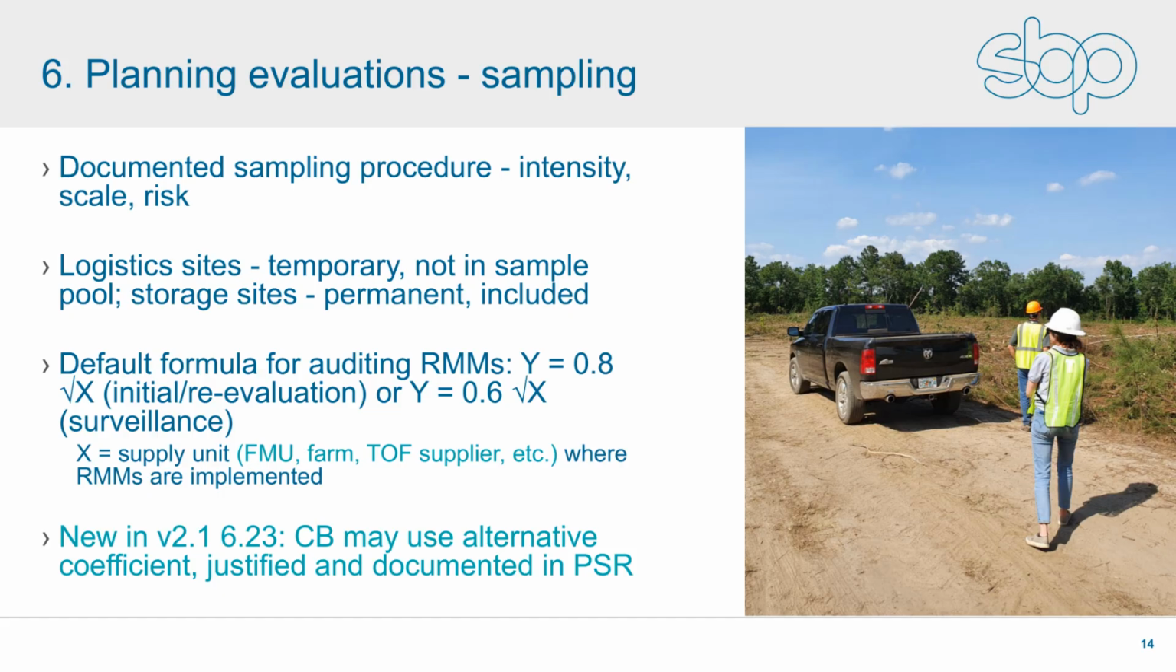Sampling. The certification body must have a documented sampling procedure that takes into account intensity, scale, and risk. Logistics sites are considered temporary and do not need to be included in the sample pool. Storage sites are considered permanent and are included in the sample pool unless they have not been used in the year preceding the evaluation. Where the scope includes storage, logistics, or port facilities, the certification body must categorize the sites and justify the sampling methodology in the public summary report.